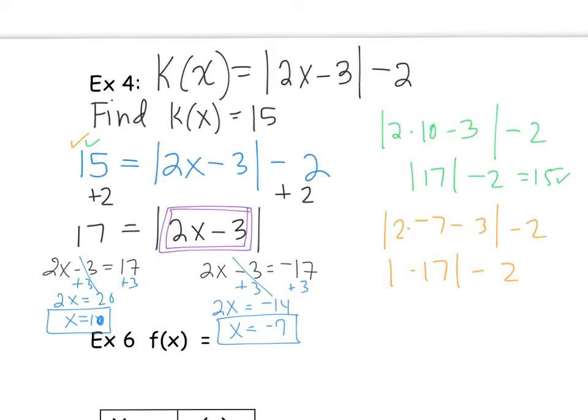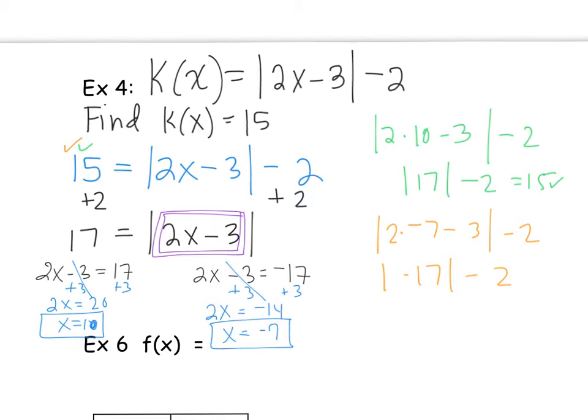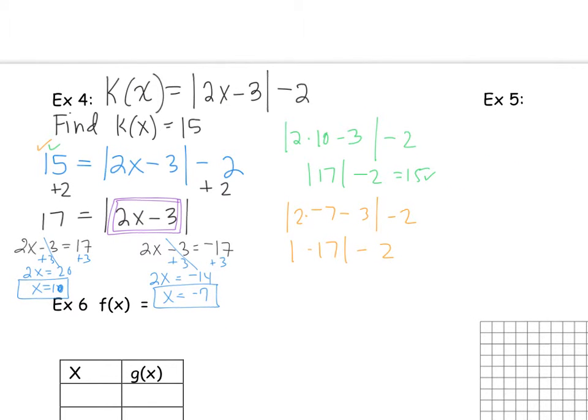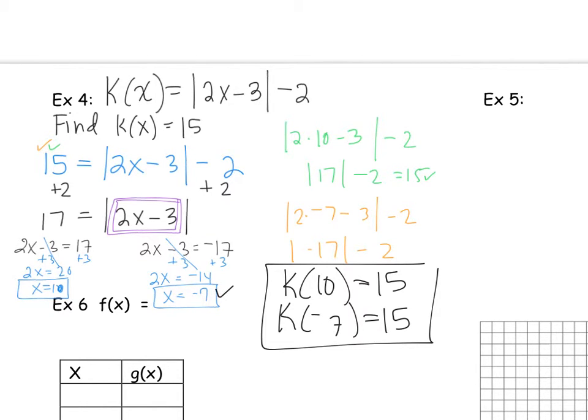So I have two x values that make k of x 15. We have two of them. So how would we express that? Well, it's as simple as saying k of 10 is 15 and k of negative 7 is 15. Because both of these answers work.